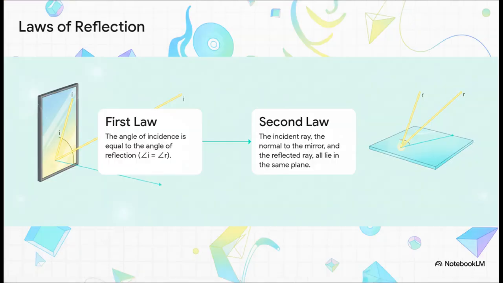Asan hai na? Now, this bouncing game has two golden rules. Listen very, very carefully. Rule number 1, the angle of incidence is always equal to the angle of reflection. Basically, the angle at which light comes in is the exact same angle at which it goes out. Simple. And rule number 2, the incoming ray, the outgoing ray, and the normal, they all lie on the same flat surface, the same plane. Remember these two. They're super, super important.